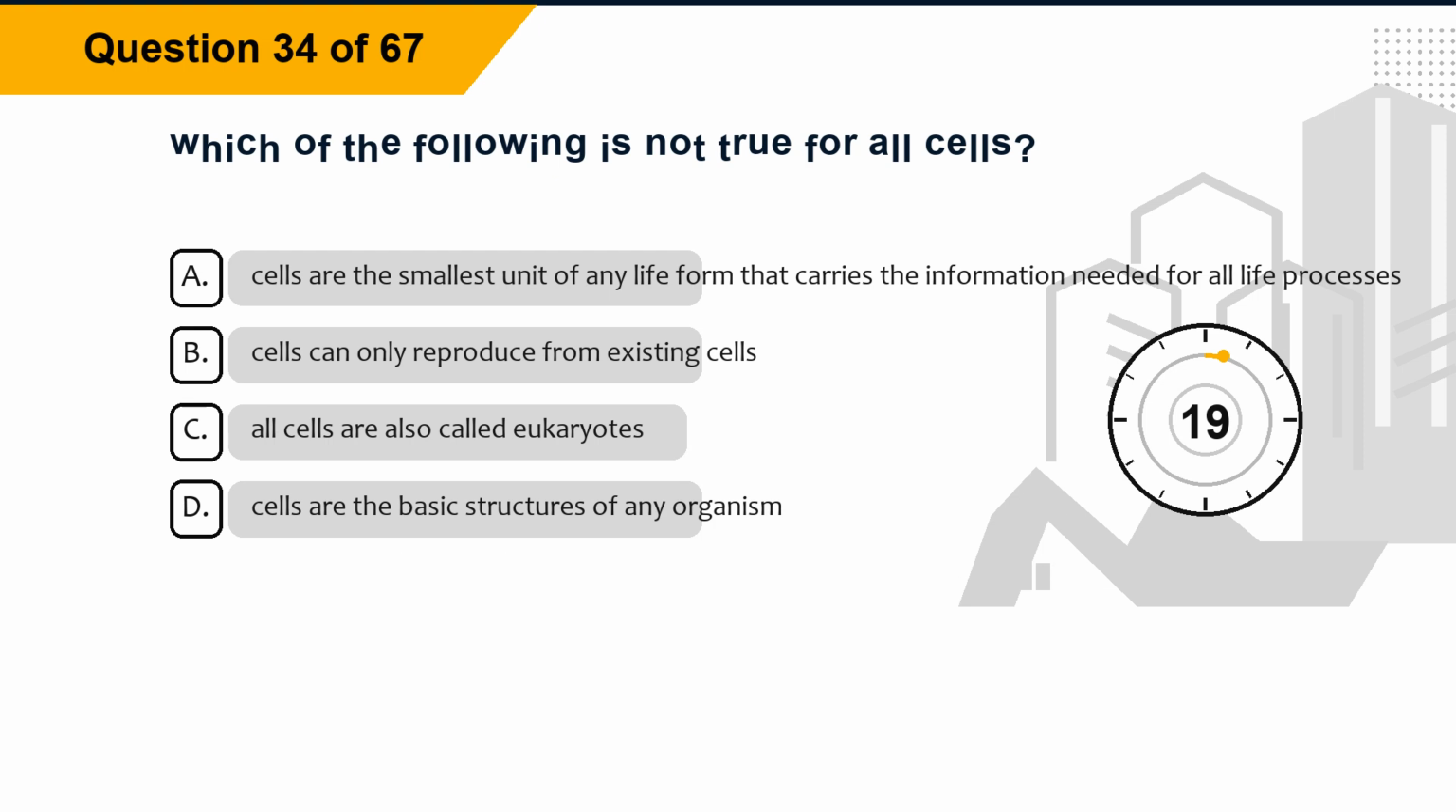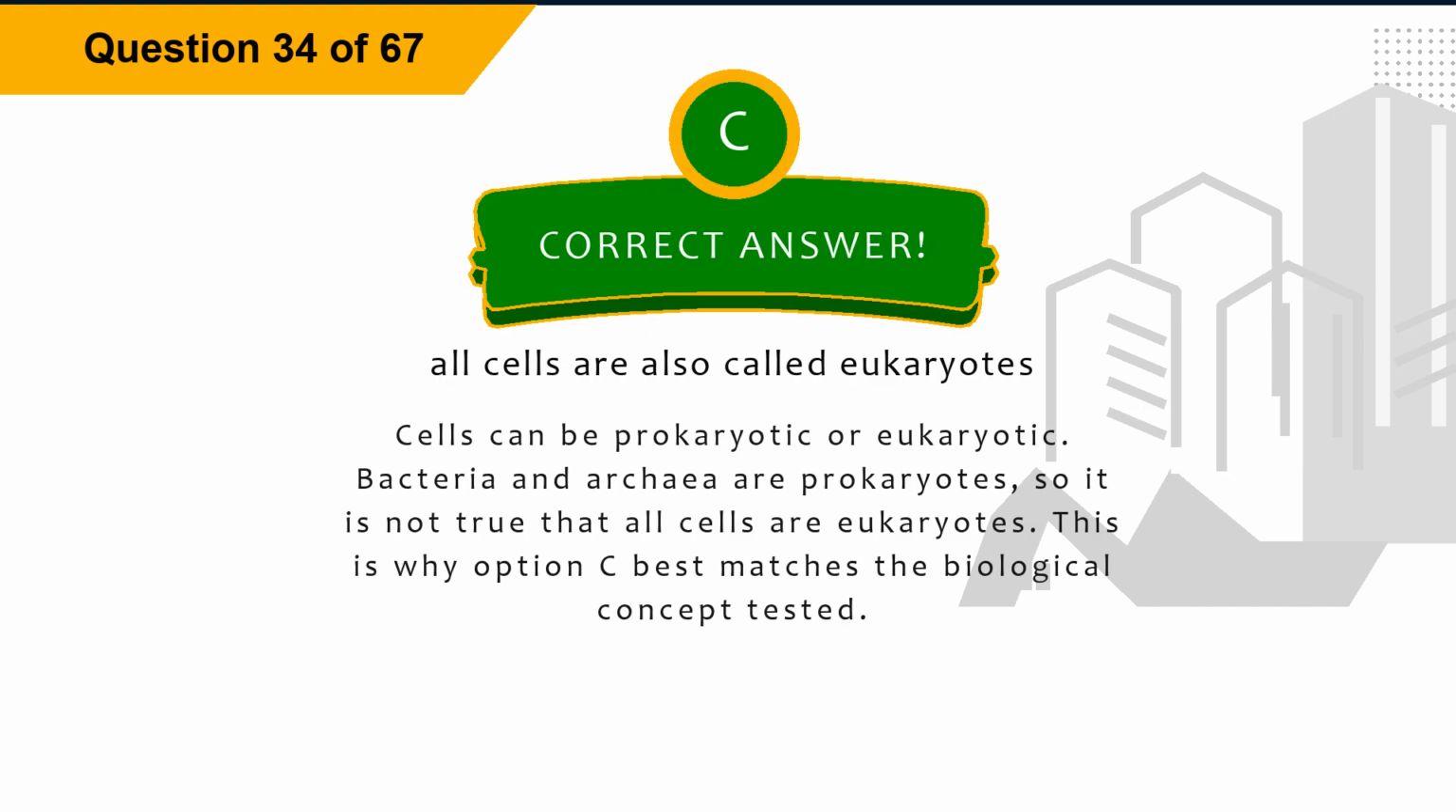Question 34. Which of the following is not true for all cells? Option A, cells are the smallest unit of any life form that carries the information needed for all life processes. Option B, cells can only reproduce from existing cells. Option C, all cells are also called eukaryotes. Option D, cells are the basic structures of any organism. The correct answer is option C, all cells are also called eukaryotes. Explanation. Cells can be prokaryotic or eukaryotic. Bacteria and archaea are prokaryotes, so it is not true that all cells are eukaryotes. This is why option C best matches the biological concept tested.